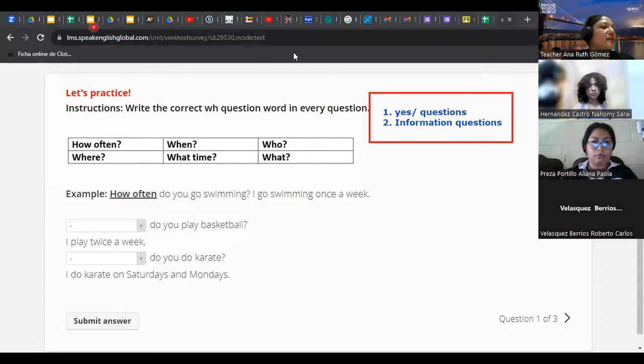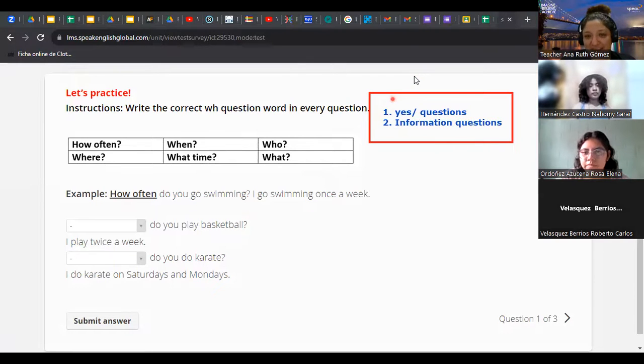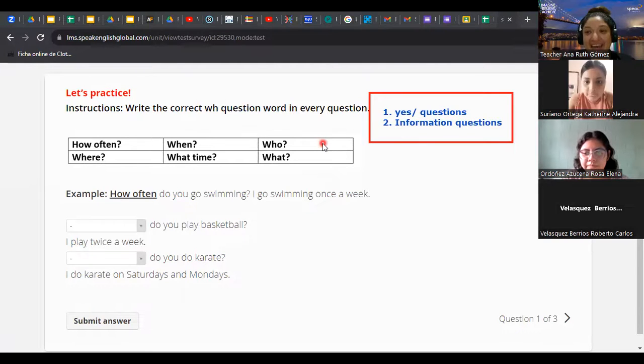What about when? ¿Cuándo? Very good. When. All right. What about what time? ¿A qué hora? Very good. What time? Okay. What about who? ¿Quién? And what about what? ¿Qué? All right. Very good.